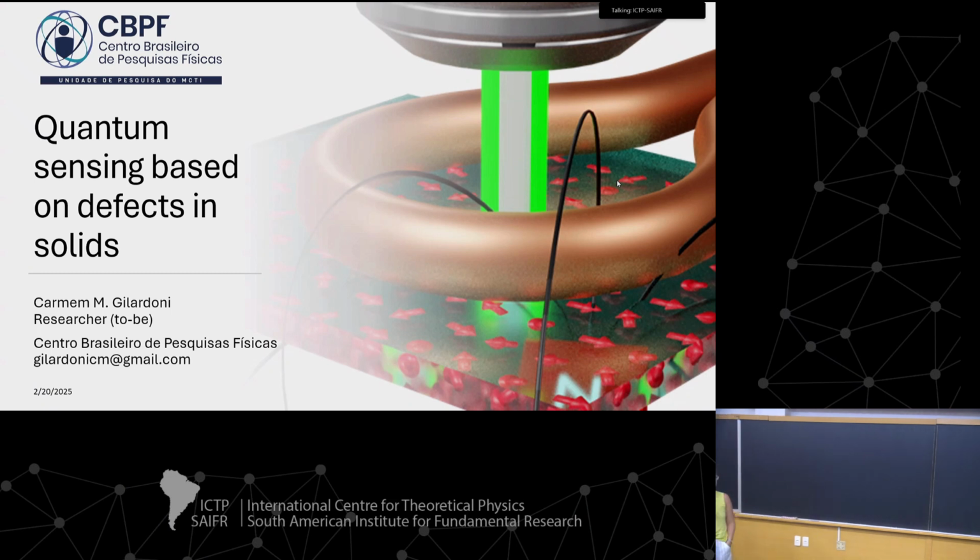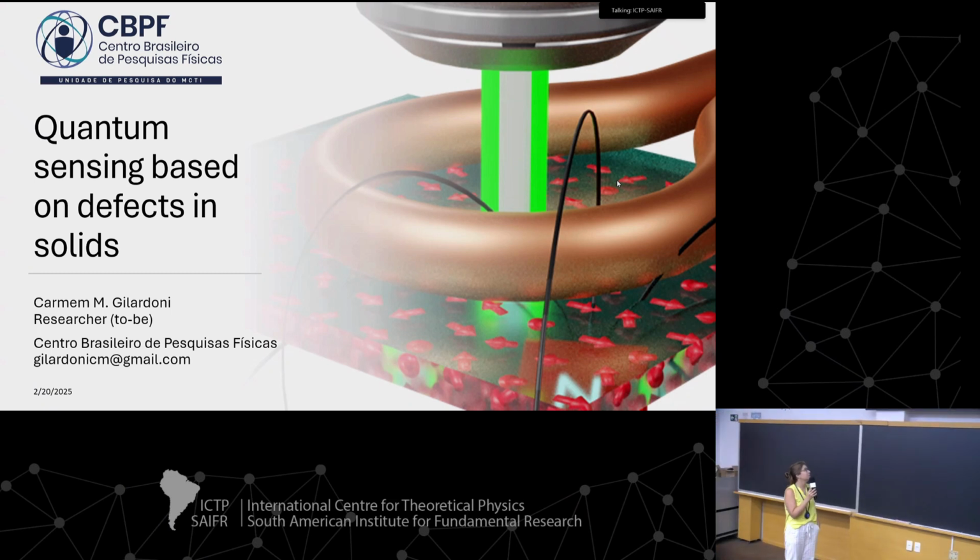I'm going to tell you a little bit about solid-state sensors, more from the material side. That's my background. So how do we get them? What makes a good sensor from the materials perspective?